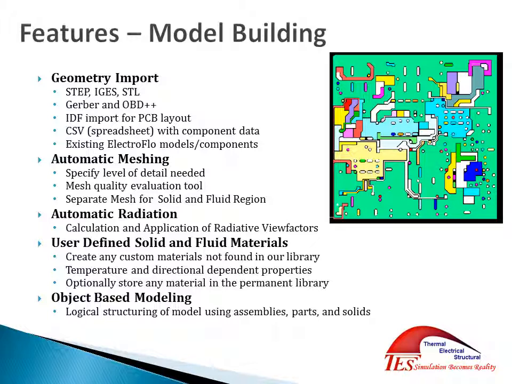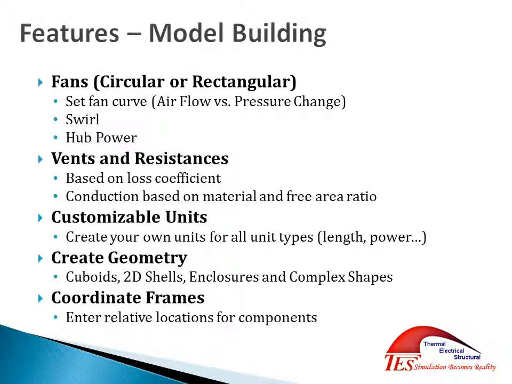Next, we're going to have a look at some model building tools. As mentioned before, we can bring in step files, IGS, STL files. We can also bring in ECAD data like Gerber files, ODB++. The meshing is automated. You can separate the mesh for both the solid and the fluid region. So if you have very thin solid layers, that's not going to affect your fluid region. The radiation is automated. You can have any user-defined solids or fluid properties. Those could be temperature-dependent. They could be orthotropic, and there are also libraries within ElectroFlo that are included.